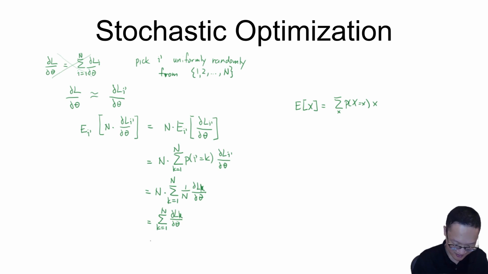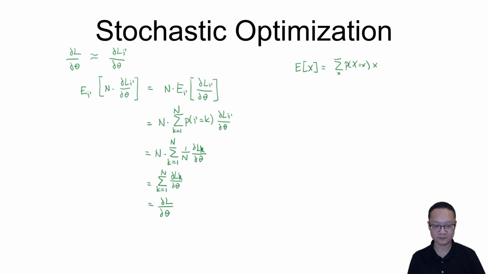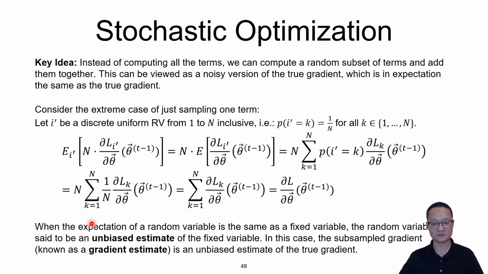Okay, so now it turns out that this is exactly the expression for the gradient of the entire loss function. So if we pick a single I prime and then calculate the gradient of the loss from the I prime data point, then that's not really going to match our original gradient. But if we do this many, many times, then on average, we get exactly the gradient. Okay, so that's basically what this slide is trying to show. Again, we're going to pretend that we sample n different I primes.